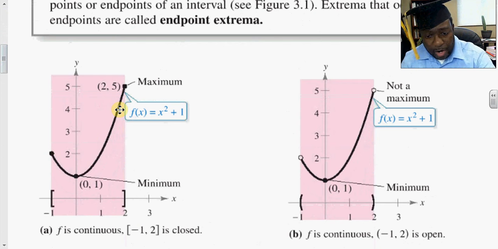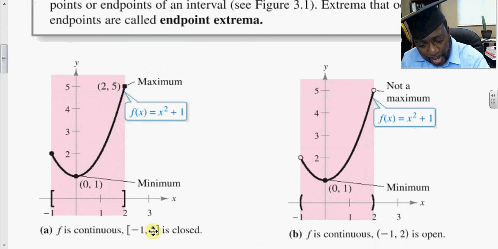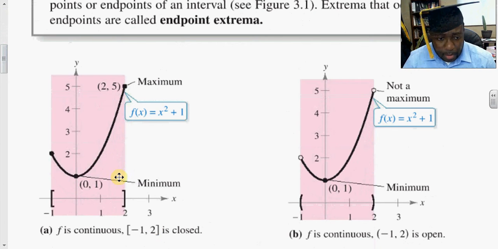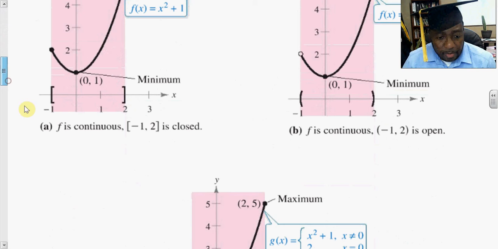So if we have this function here, f of x is x squared plus 1, looking at the closed interval from -1 to 2, where the endpoints -1 and also 2 are included, then you can pinpoint the minimum here at (0, 1), and the maximum for this particular function occurs at the endpoint where x is equal to 2. So there we say that (2, 5) is an absolute maximum. (0, 1) is here said to be relative. It is a minimum.